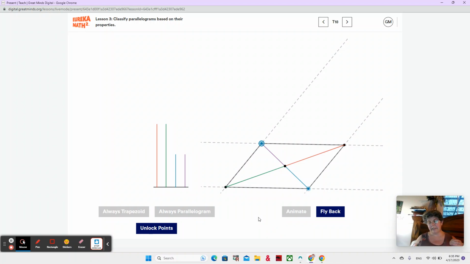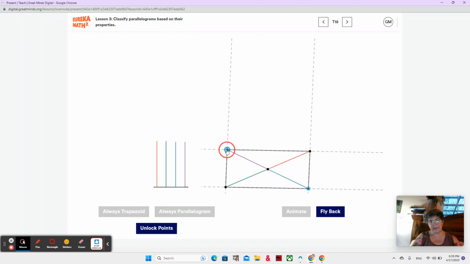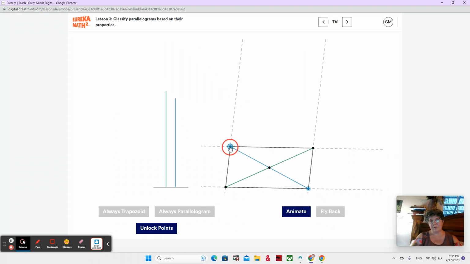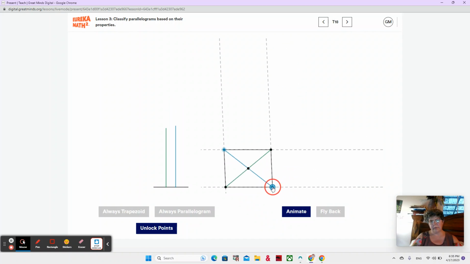Are diagonals of parallelograms the same length? Not necessarily. But if the parallelogram is a rectangle, then yes, you can see here they are the same length. There we go. And if it is a square, see if I can make it a square. There we go. Then the diagonals would be the same length, but only in those cases, right?